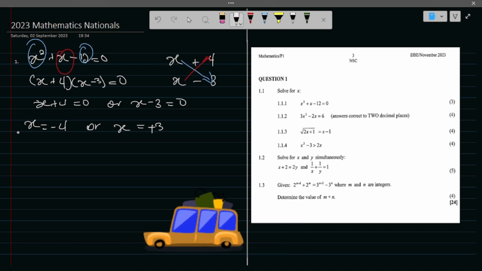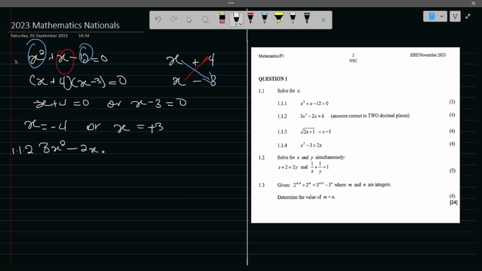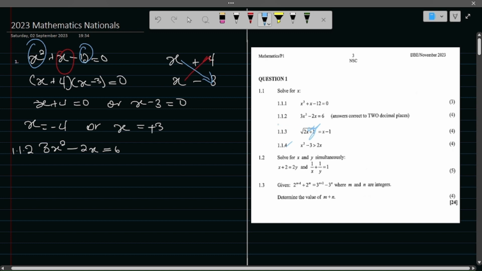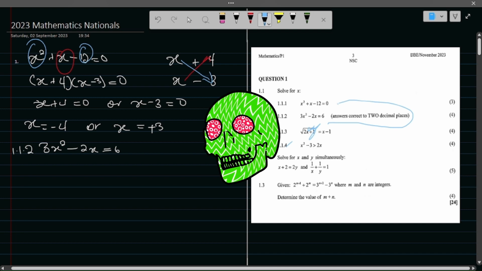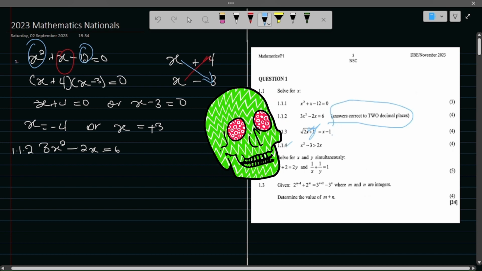Let's do 1.1.2. It gives us 3x squared minus 2x is equal to 6. The question says that we need to give our answer to 2 decimal places.